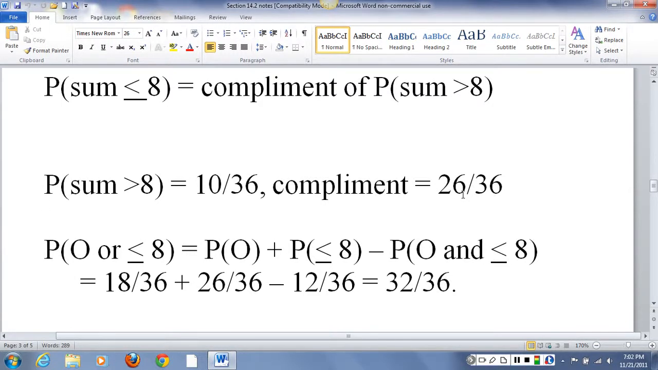And here again is a perfect example of why you take away the intersection, because they're counted more than once. If I were to stop here, my numerator would be bigger than my denominator. I'd have a percentage over 100%, which of course we can't have. So there are 12 sums that are less than 8 and also odd, so I subtract that for a probability of 32 out of 36. And that would be my answer.